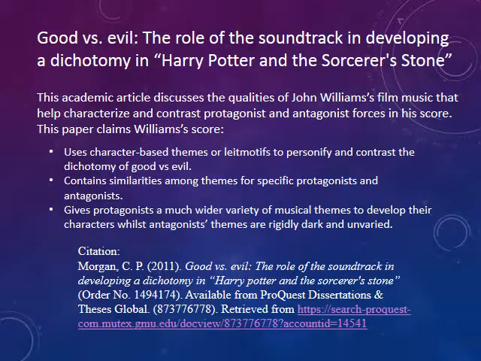I'm basing this presentation off of an academic article that looks at Williams' score for Harry Potter and the Sorcerer's Stone. The paper says that Williams' score uses character-based themes or leitmotifs to personify and contrast the dichotomy of good versus evil, contains similarities among themes for specific protagonists and antagonists, and gives protagonists a much wider variety of musical themes to develop their characters, whilst antagonists' themes are rigidly dark and unvaried.